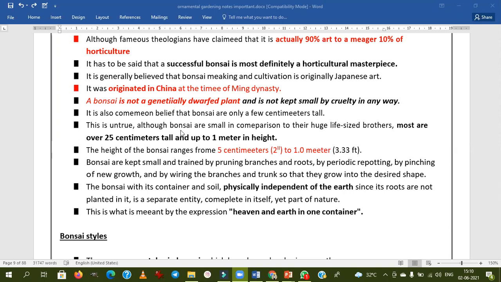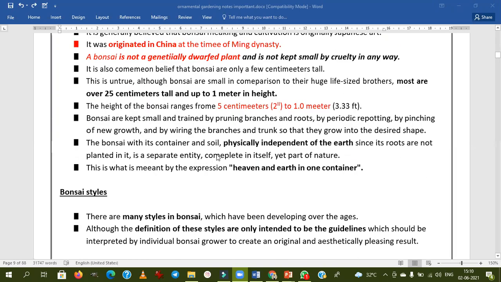Further, most bonsai will be in the range of 25 centimeters to 1 meter height. This is the range of bonsai height. Then, physical independence of earth: this bonsai with its container and soil is physically independent from the earth. What does it signify? It signifies heaven and earth in one container. This is also important. It symbolizes heaven and earth.